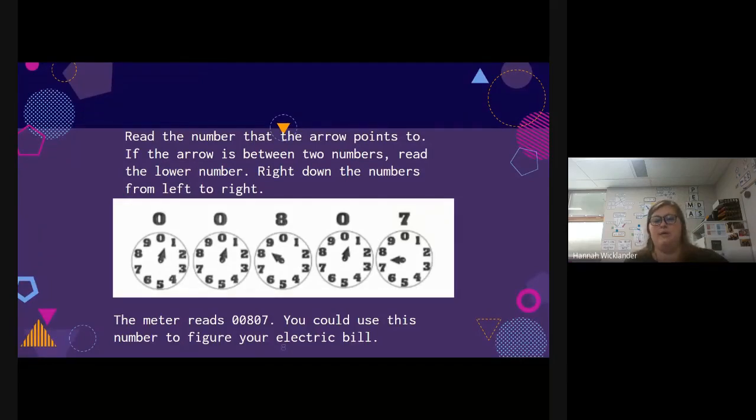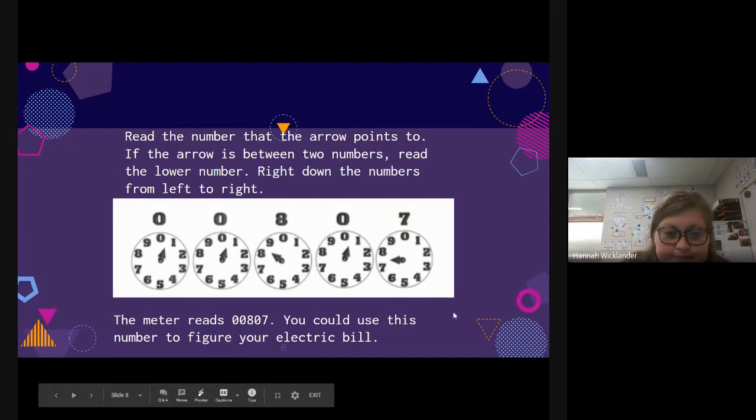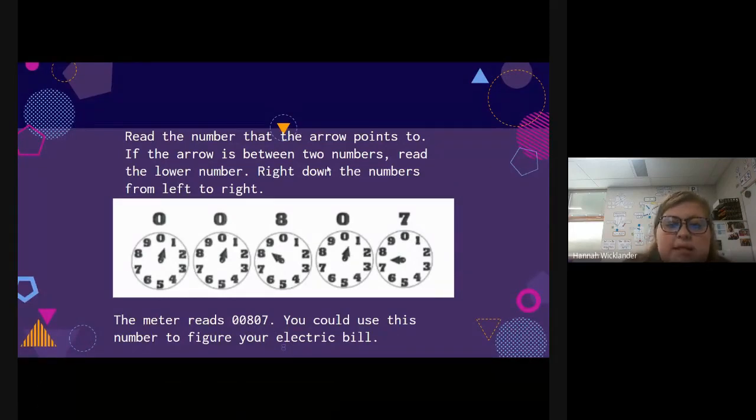So I don't know the exact formula they use, but you have to be able to read all these different little meters. So you'd write down the numbers from left to right, and you'd have a 5-digit number such as 00807. Since this one, the arrows, you want to write a whole number. We're not going to write like 1.5 or 1.3. We want to write a whole number. So if the arrow is between two numbers such as 0 and 1, you write the smaller number. So the lower number between 0 and 1 is 0.